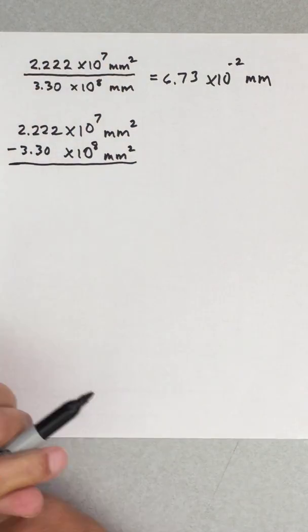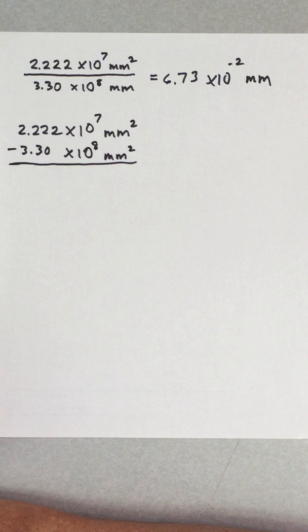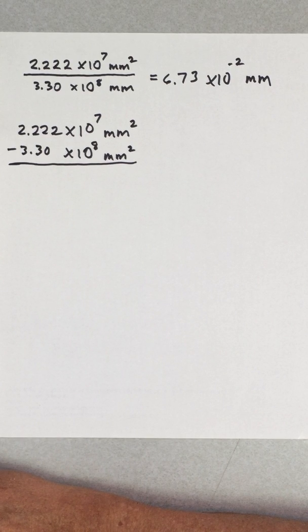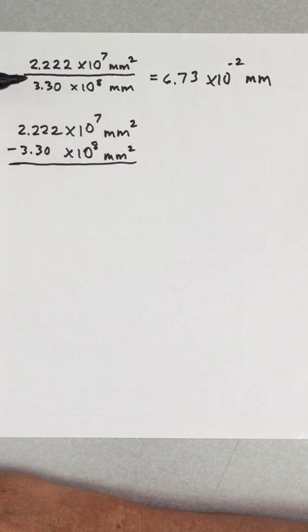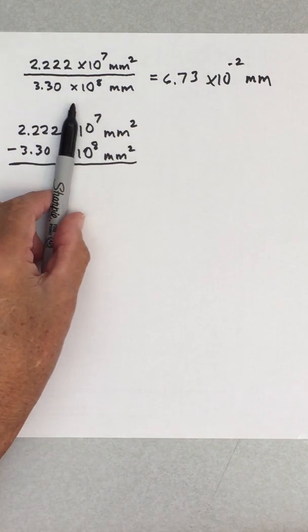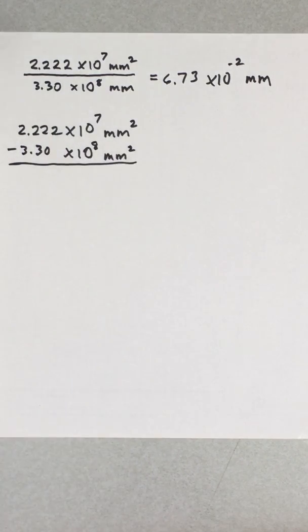So you can do this just on your calculator to get the right answer, but in order to get the right number of significant figures, then we're going to have to do it this long way. So right now the decimal places are not lined up. Notice that the units are the same, so that's okay, but this is 10 to the 7th and this is 10 to the 8th.